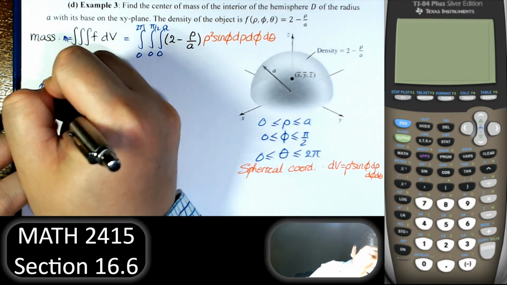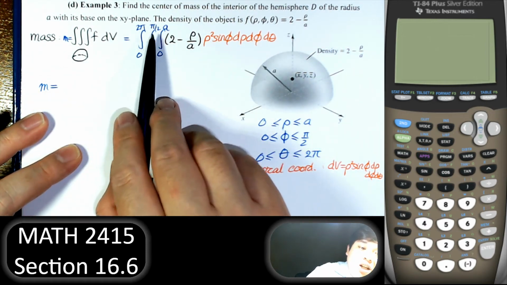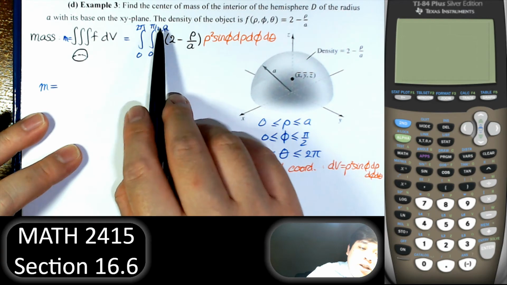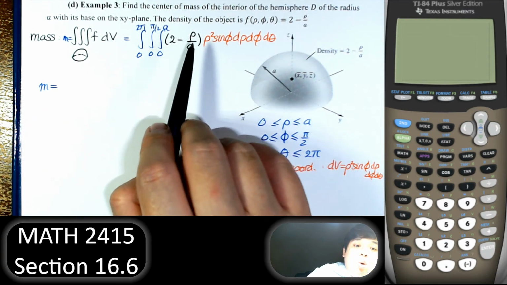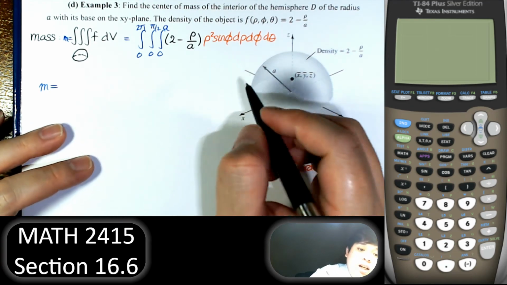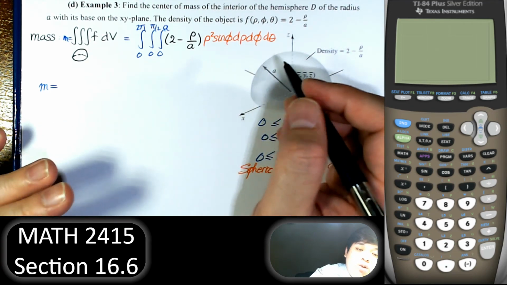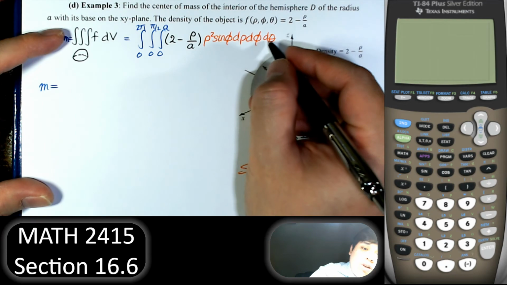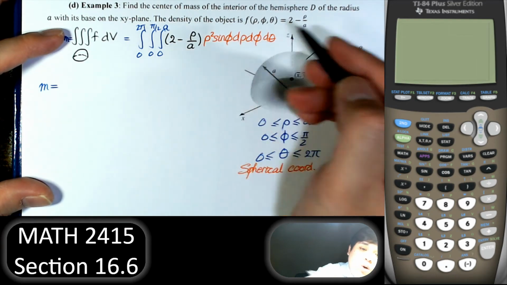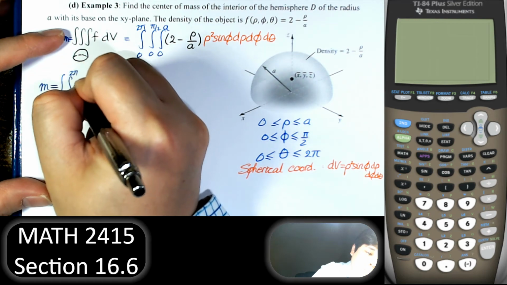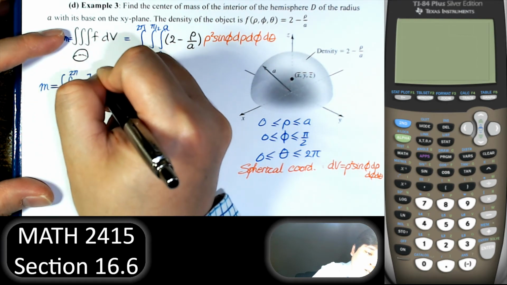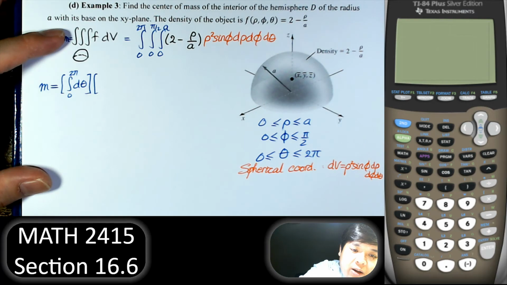Right, mass. Certainly Fubini's theorem works: constant limits and the function is separable. I can pull all the rho together and all the sine, all the theta or phi together. So first for theta, there's no function of theta. Then phi.